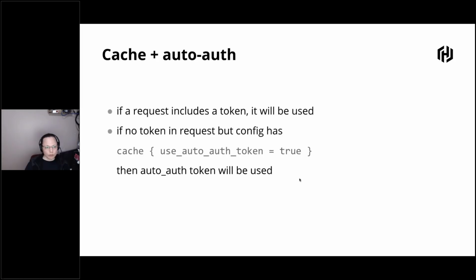The interaction of these two features is pretty straightforward. If you include a token in your request, then that token will be used, and there won't be any auto-auth involved. If you don't provide a token in your request, but you have put into your agent's cache block, use auto-auth token equals true, then the agent will insert a token into the request for you. And if you don't do either of these things, then your request is just going to fail and be unauthenticated.